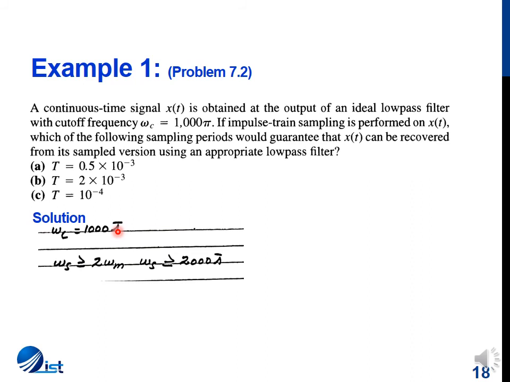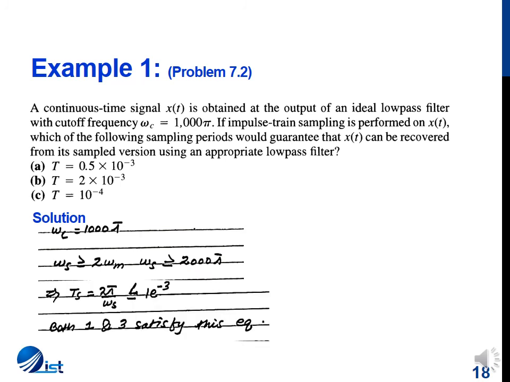So the lowest point of the cutoff frequency is omega m, or we can say that omega m is equal to 1000 pi. Now we know that the sampling frequency is greater than 2 omega m. Since omega m is 1000 pi, omega s is greater than or equal to 2000 pi.